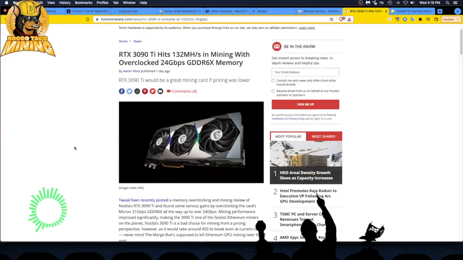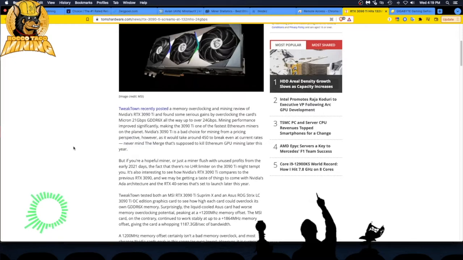So this is Tom's Hardware talking about Tweak Town's recently posted memory overclocking and mining review of NVIDIA's RTX 3090 Ti. And he found some serious gains by overclocking the cards. Micron 21 gigabytes per second GDDR6X memory all the way up to over 24 gigabytes per second. Mining performance improved significantly, making the 3090 Ti one of the fastest Ethereum miners on the planet. NVIDIA's 3090 Ti is a bad choice for mining from a pricing perspective.